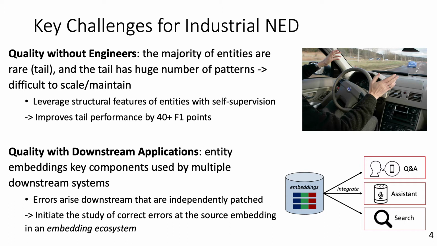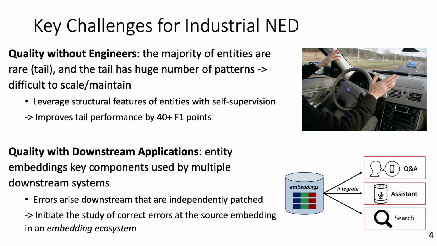high quality in a hands-free environment without engineers. Specifically, the majority of user queries are over rare entities, what we call tail entities. Given the large number of patterns that are required to disambiguate the tail, it's difficult to scale and maintain a system that can actually memorize all of these patterns. So we're going to show how you can build a self-supervised system, which again does not require any hand-curated features, that actually uses structured data to aid tail disambiguation. And this results in a large tail performance lift of over 40 F1 points.